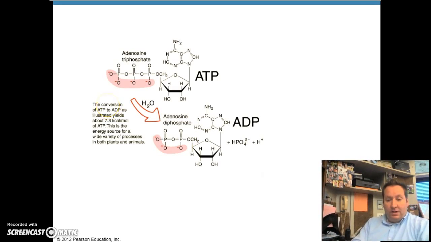Remember, in order for ADP to get turned back into ATP, we have to add energy to the system. So in order to go from here back into ATP, we have to add a phosphate. So that's all you're doing when you're regenerating ATP: taking ADP and adding a phosphate to it to regenerate ATP. You have to put energy into the system in order to get ADP to go back to ATP.